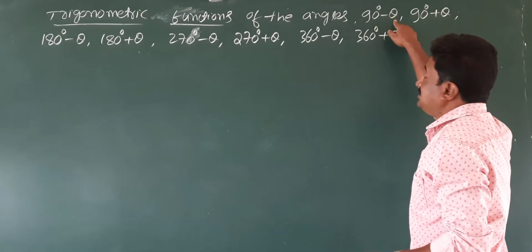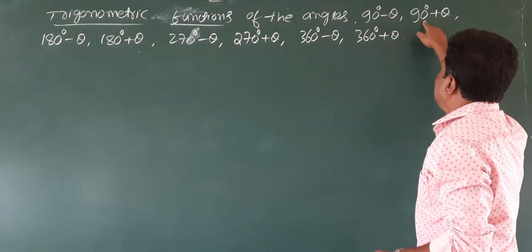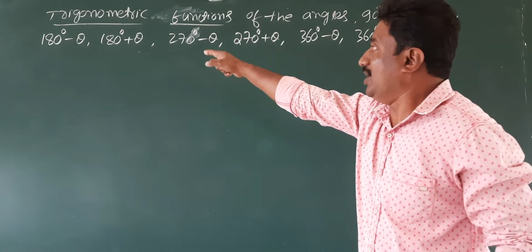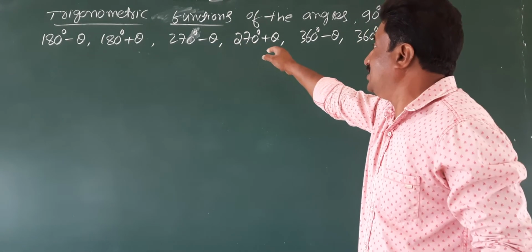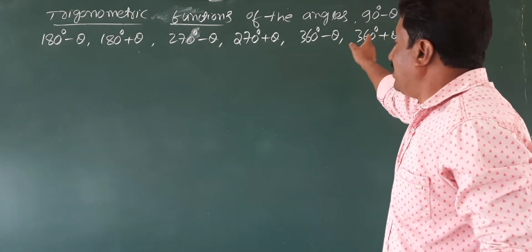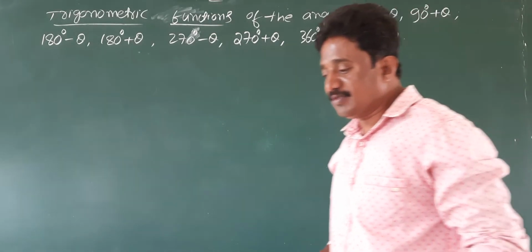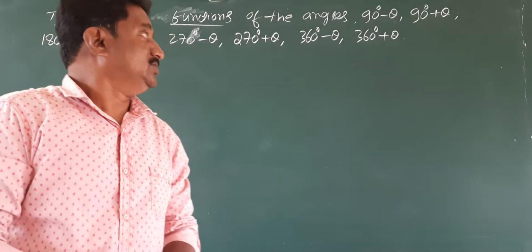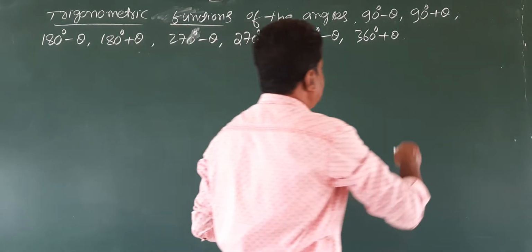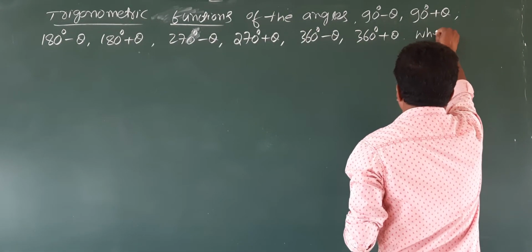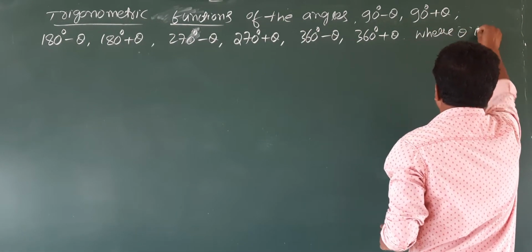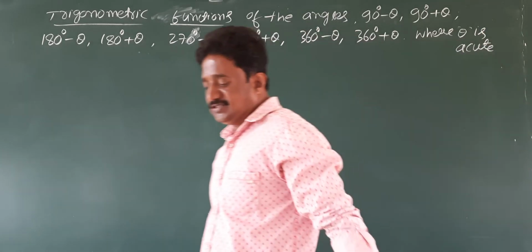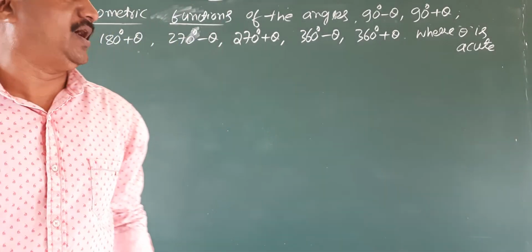90 degree minus theta, 90 degree plus theta, 180 degree minus theta, 180 plus theta, 270 minus theta, 270 plus theta, 360 minus theta, 360 plus theta. In all the cases, theta must be an acute angle.